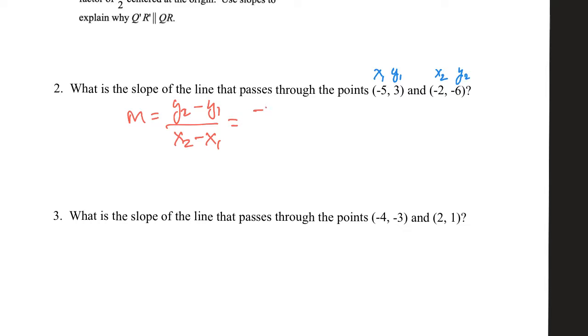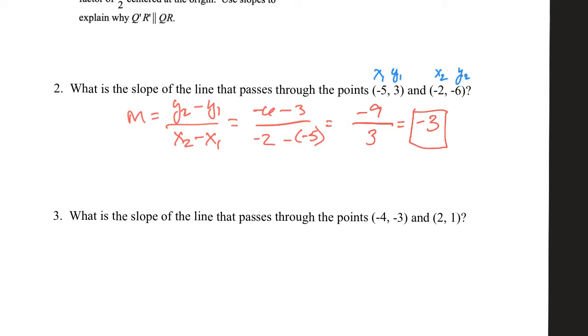Our y2 is -6, and I am subtracting my y1, which is 3. And then I have -2 as my x2, and I'm subtracting a -5. I like to write my subtracting negatives like this, just so that I don't get confused. So -6 minus 3 gives me -9. And then -2 minus a -5, the minus and negative turns into a positive, so that's -2 plus 5, which gives me 3. And then -9 divided by 3 is just -3. So that is my slope.